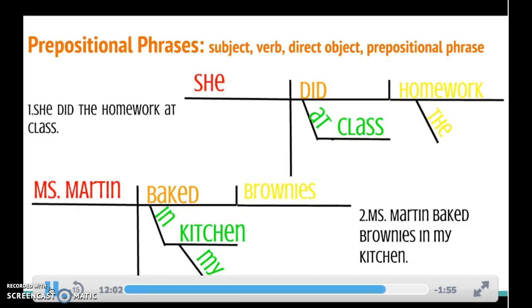Second problem, she did the homework at class. First of all, we're going to locate our verb. Did is our verb, so we're going to write it, did, right here. Who did the homework? Who did? She did right here. And then we're going to read the rest of the sentence.